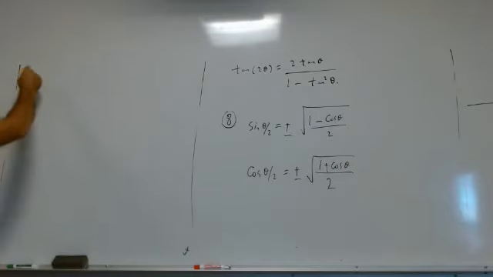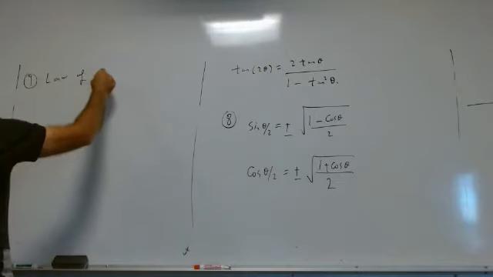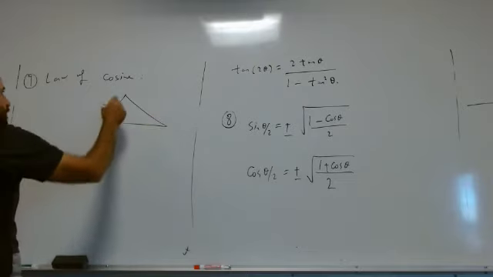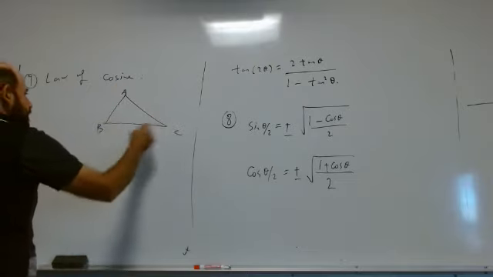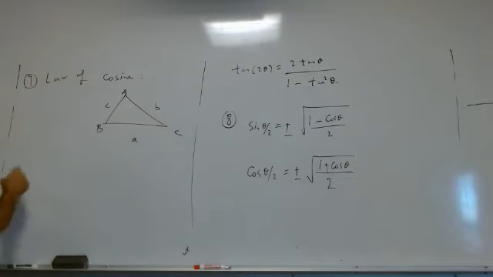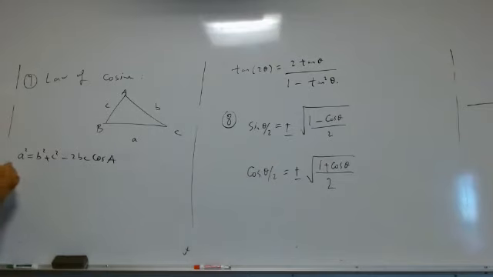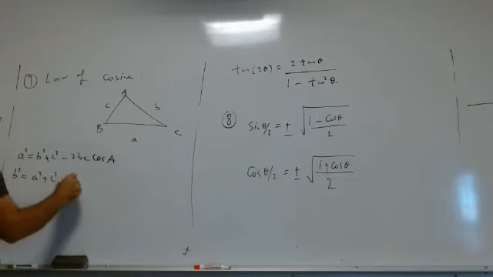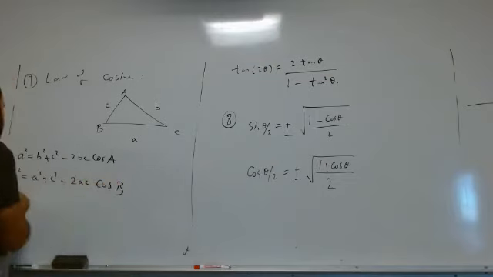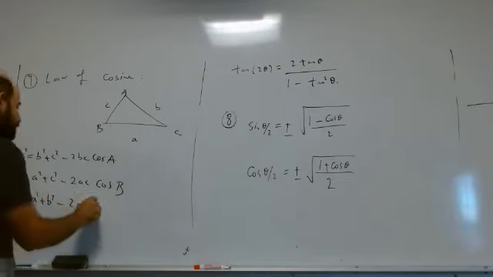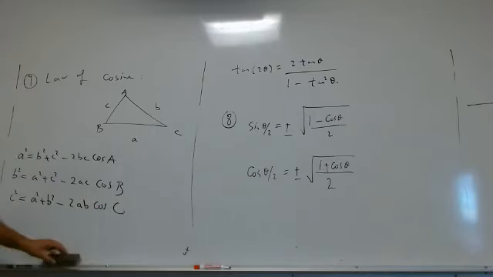And law of cosine is another important rule you've learned in pre-calculus. If this is, let's say, angle A, B, C, and this is side A, B, C, you know that A squared is equal to B squared plus C squared minus 2BC cos A. And similarly, you can write for other sides: B squared equals A squared plus C squared minus 2AC cos B, and C squared is equal to A squared plus B squared minus 2AB cos C. This is law of cosine.